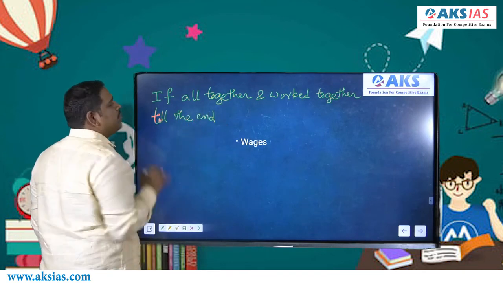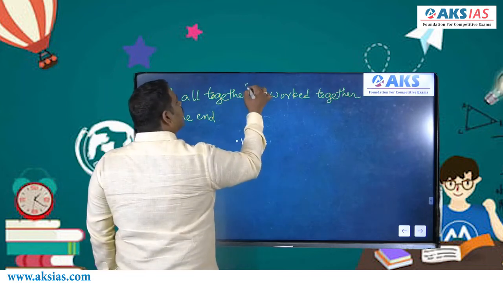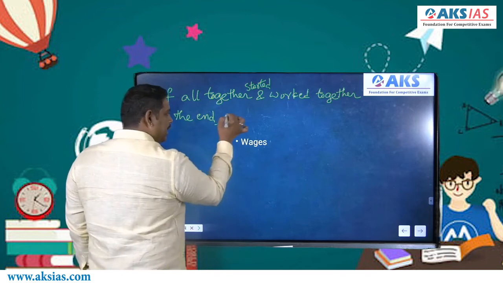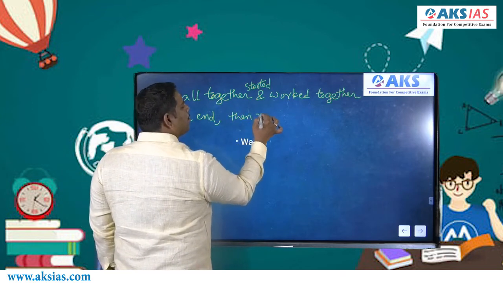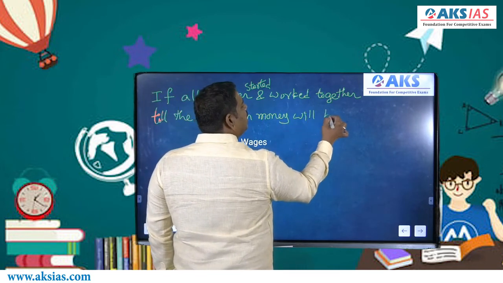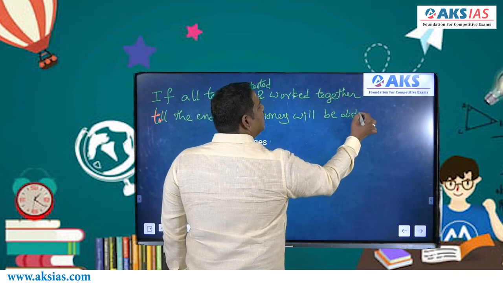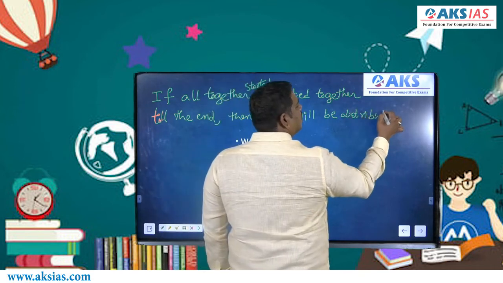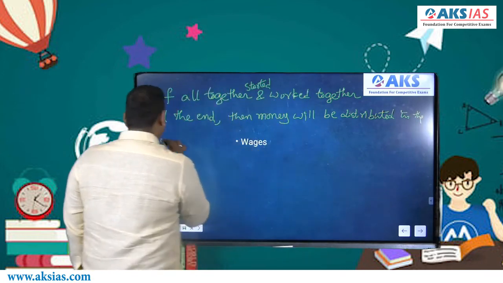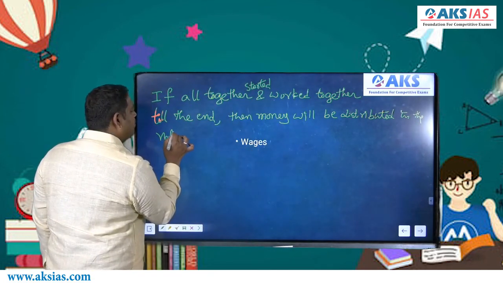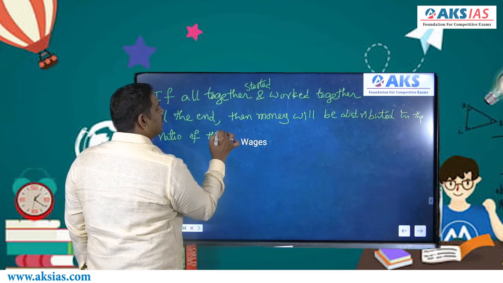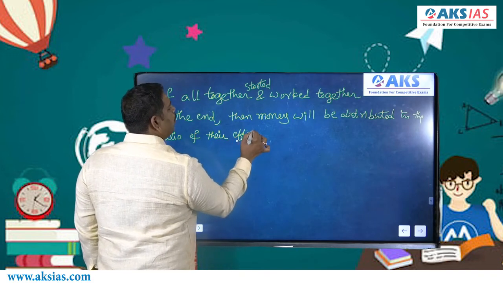So what he is saying is, if all together started and worked together till the end, then the money will be distributed in the ratio of their efficiencies. This is the important point.